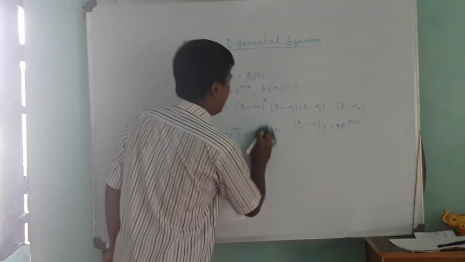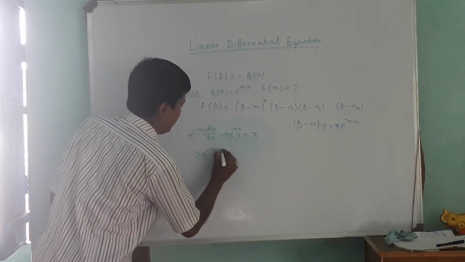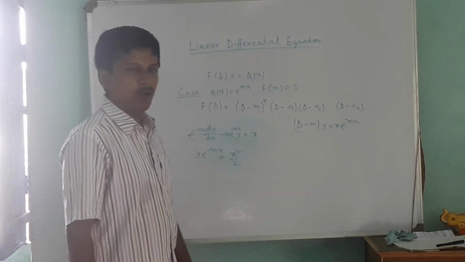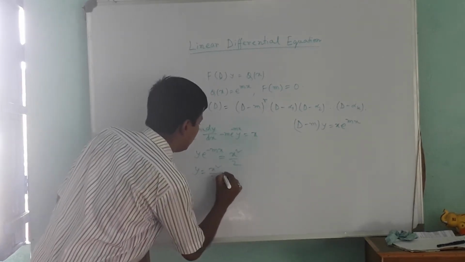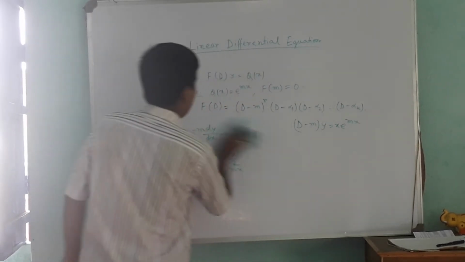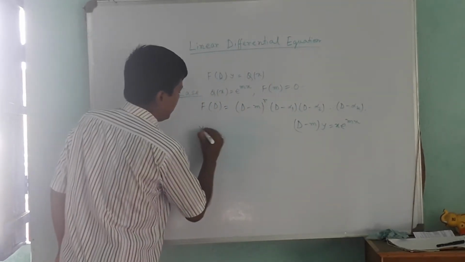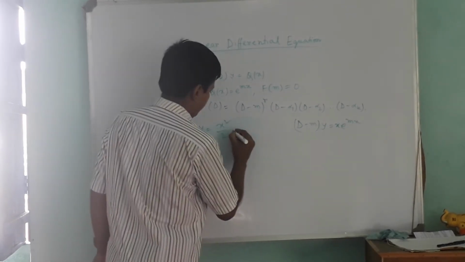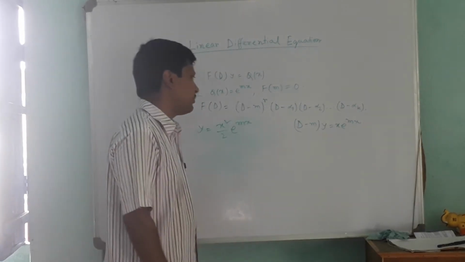So ultimately we get on the right side only x, and integrating, finally we get y = e^(mx) times x^2/2. We also avoid the arbitrary constant. So finally we get y = x^2/2 e^(mx). So for this case, the particular integral obtained is y = x^2/2 e^(mx).